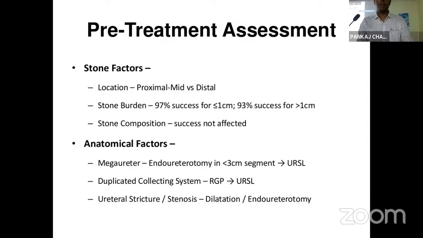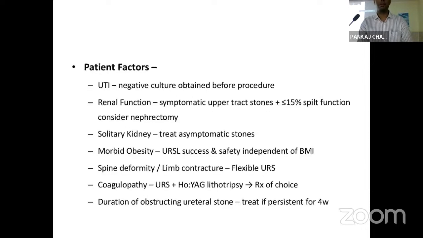The anatomical factors: if there is megaureter, endoureterotomy is done in less than 3 centimeter segment, and then URSL is done. In duplicated collecting system, first RGP is done, and then URSL is done. In ureteral stricture or stenosis, first dilatation is done, and then endoureterotomy is done.